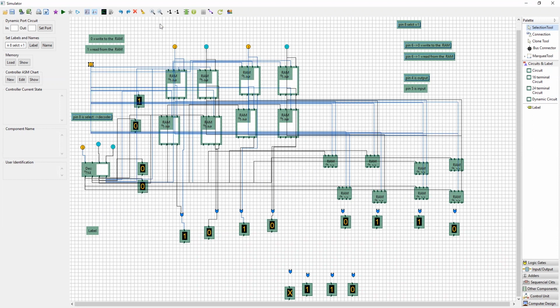Okay. Now I want to insert 0010 to the second row. I changed the input to 0010. Now I need to select the second row, which means I have to change the decoder to 01. Okay, this row will get selected. And also to write into the RAM, I have to change to 0. And now play. Okay, so everything got inserted to the second row. Then I want to read it from the RAM, change it to 1 and play.